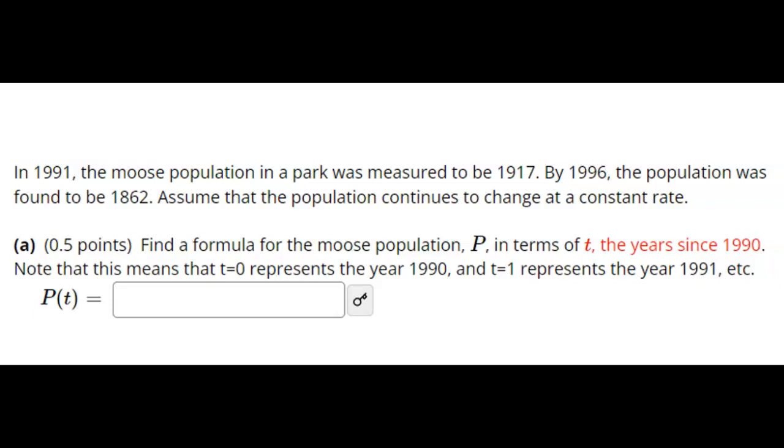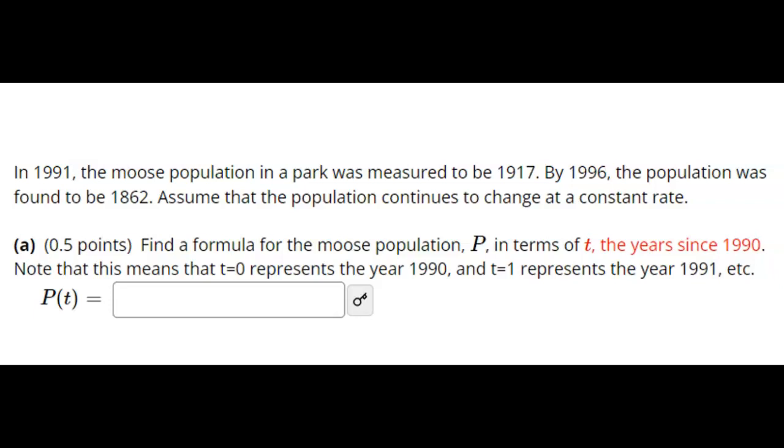Part A, find a formula for the moose population, P, in terms of T, the year since 1990. Note that this means that T equals 0 means the year 1990, T equals 1 represents the year 1991, etc.